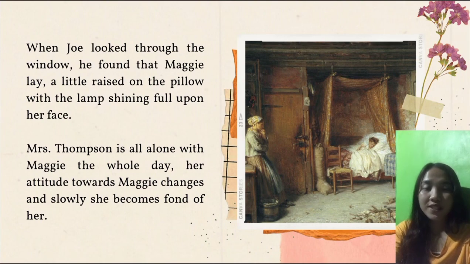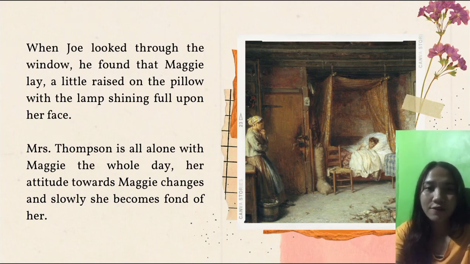When Joe, or Mr. Thompson, looked through the window, he found that Maggie lay, a little raised on the pillow, with the lamp shining full upon her face. And Mrs. Thompson was sitting by the bed and was talking to the child, but her back was towards the window so that her countenance was not seen. He saw that Maggie's eyes were intently fixed upon his wife. He saw nothing of bitterness and pain. This sight lifted a weight from his heart.